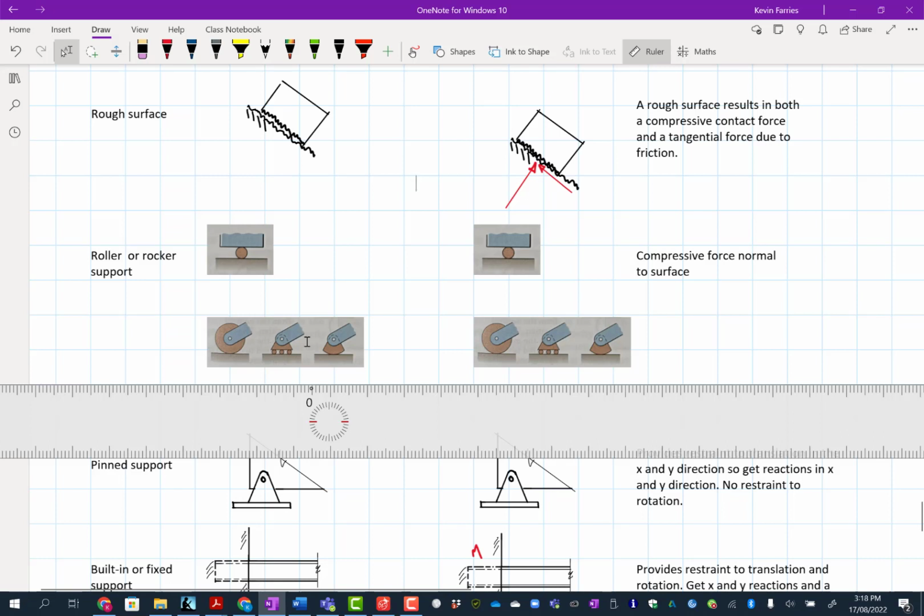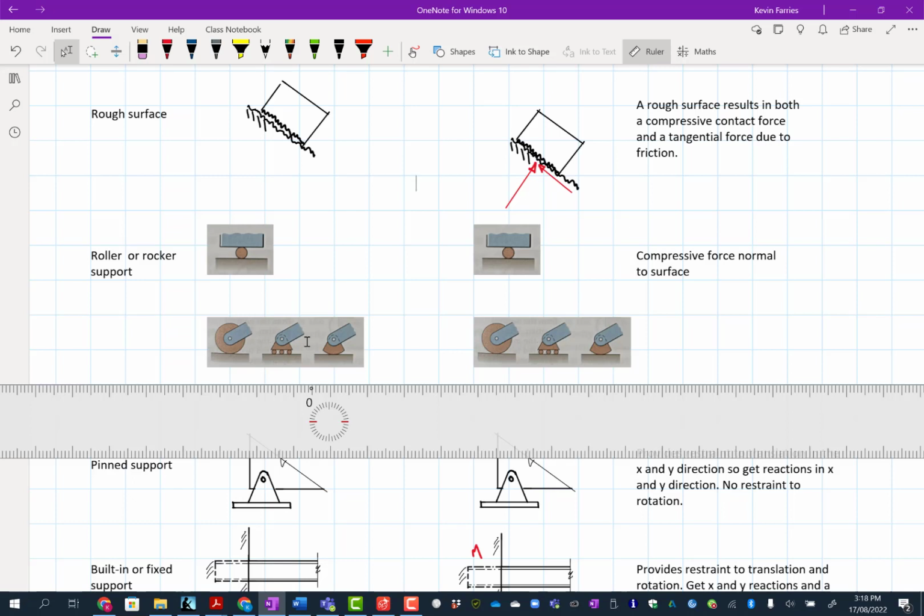What have we got here? Let's have a look. It could be tricky. Which one will I do? I might do the rocker. All of them are tricky because they're rolling, but that's okay. Let's just do the rocker.